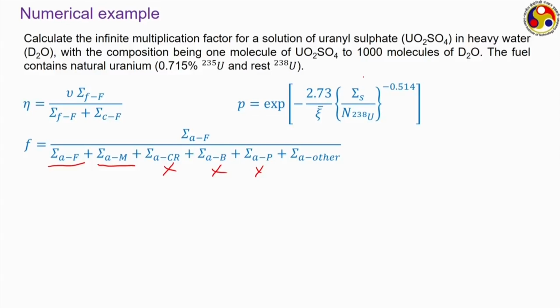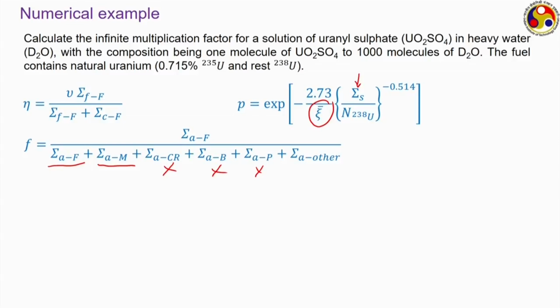Here this sigma s in the numerator refers to the total scattering cross section of all the elements present inside the reactor, and zeta bar is the weighted average logarithmic energy decrement for all the elements. Again, we have seen how to calculate these two factors. Finally, epsilon is the fast fission factor. Now, what should be the value of the fast fission factor?